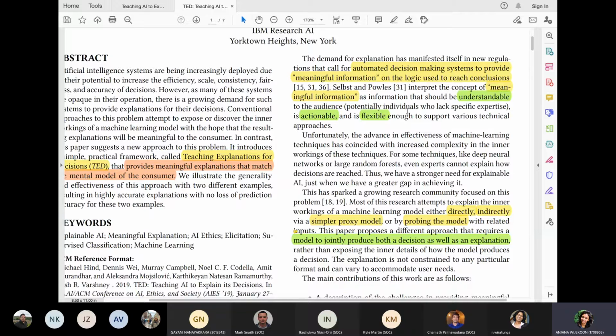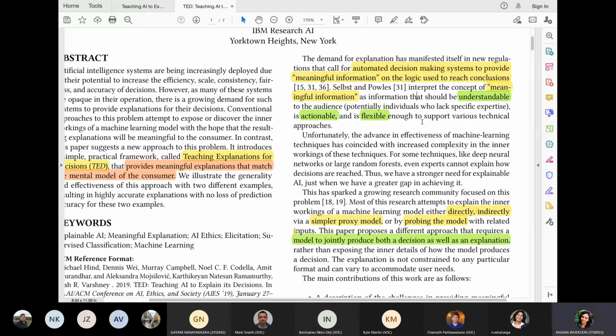So yeah, they reiterate that the automated decision-making system should provide meaningful information on the logic used to reach a decision. And the way they interpret meaningful information or explanation, they say that there should be three properties to it. It should be understandable by any target audience, and it should be actionable, and it should be flexible enough to support various technical approaches.